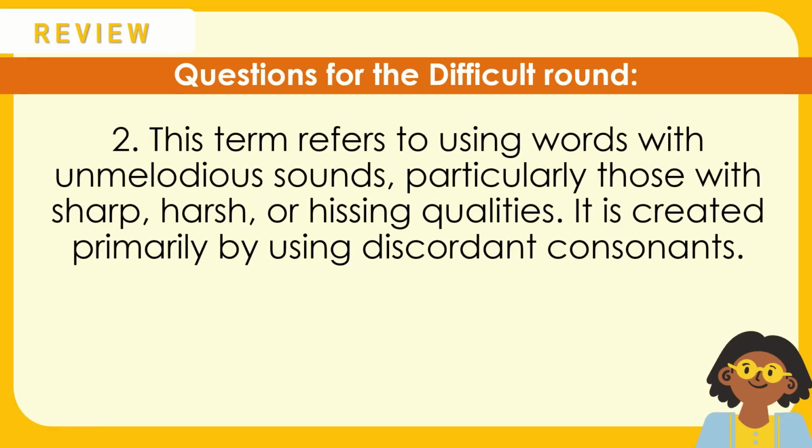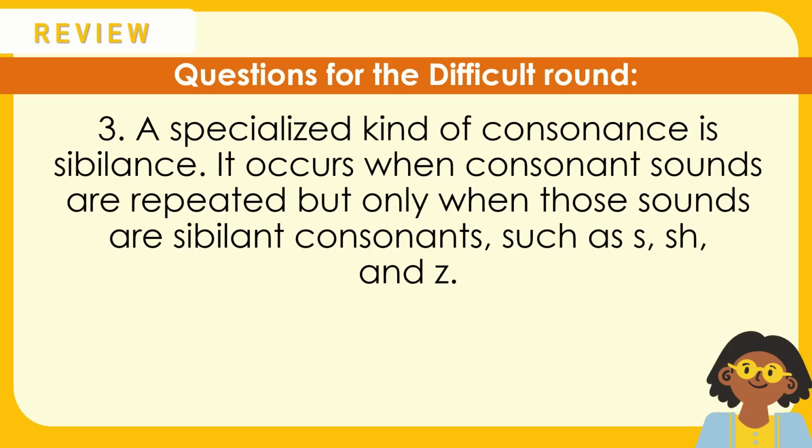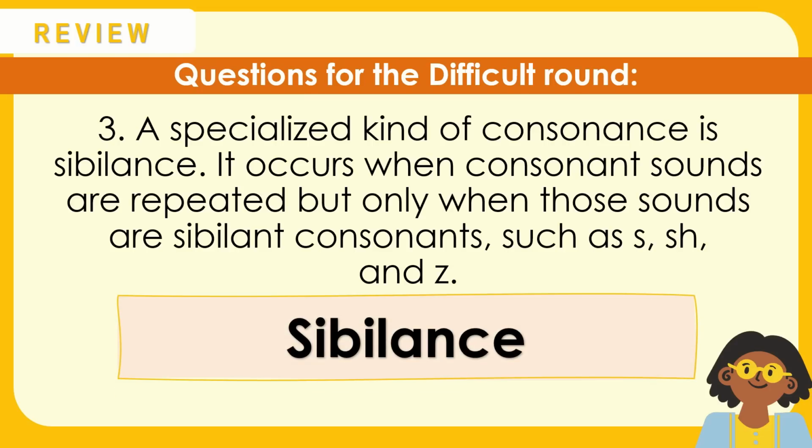This term refers to using words with unmelodious sounds, particularly those with sharp, harsh, or hissing qualities. It is created primarily by using discordant consonants. Number 3, a specialized kind of consonance is sibilance. It occurs when consonant sounds are repeated but only when those sounds are sibilant consonants such as S, SH, and Z. Sibilance.